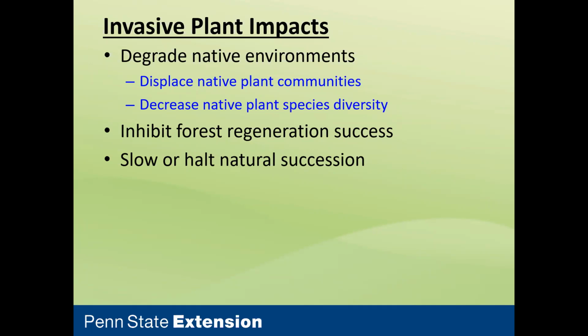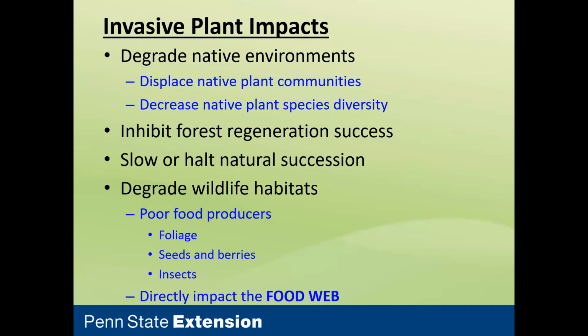They can slow or halt natural succession. We've seen some old field sites that instead of going through the natural successional stages, when they get to that invasive shrub community taking over those sites, we see succession halted. We don't see those areas reverting to a forest eventually. They degrade wildlife habitats, so they're poor food producers. We see very few of our invasive plants browsed on by deer, for example. And if we do see them browse, it's typically a last resort. It's because the other plants in those areas have been completely browsed out.